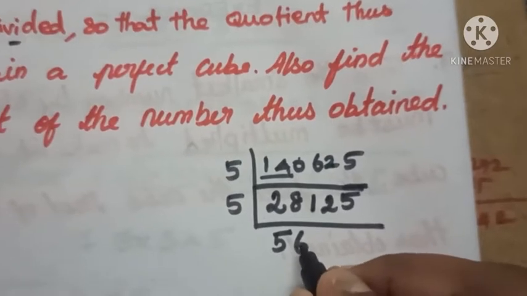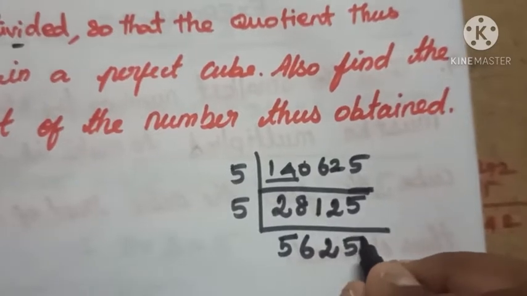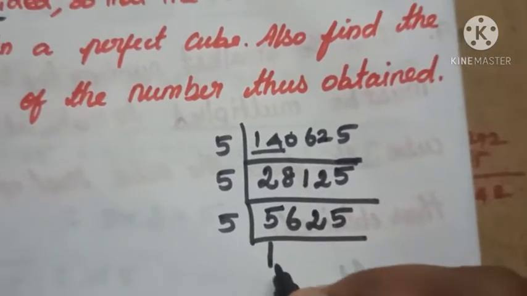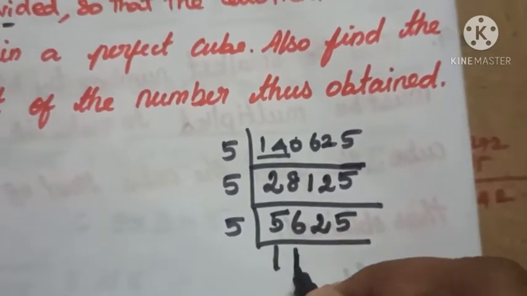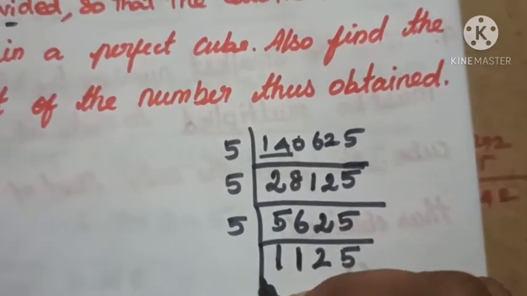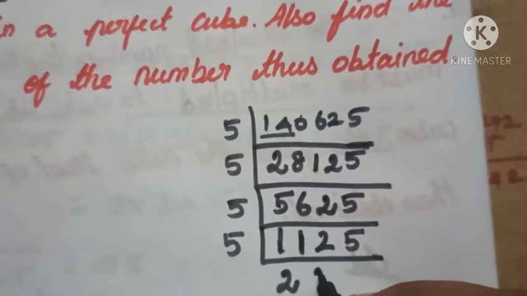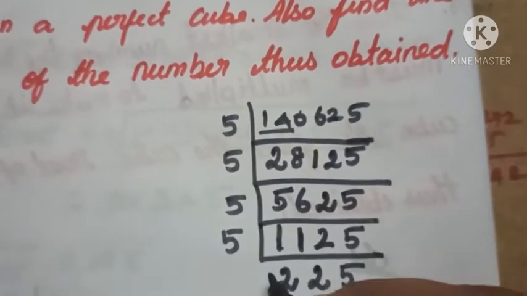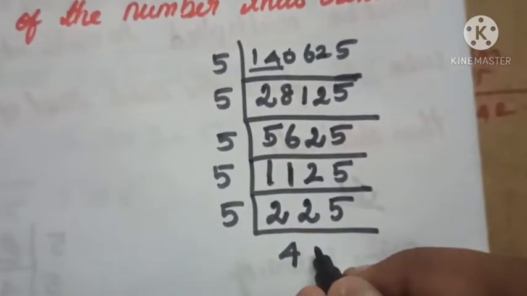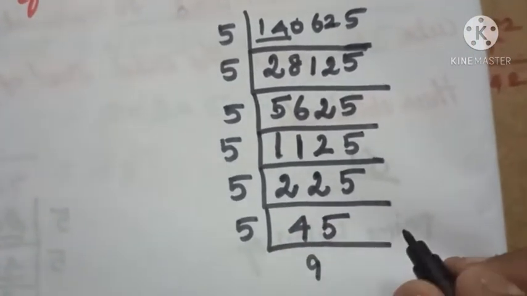6 5s are 30, remaining 1, 12. 2 5s are 10, remaining 2, and then 5 5s are 25. Likewise we have to continue the process. 5 1s are 5, remaining 1, 5 2s are 10, remaining 2, 5 5s are 25. 5 2s are 10, remaining 1, 5 2s are 10, remaining 2, 5 5s are 25. 5 4s are 20 and then 5 5s are 25. 5 9s are 45.